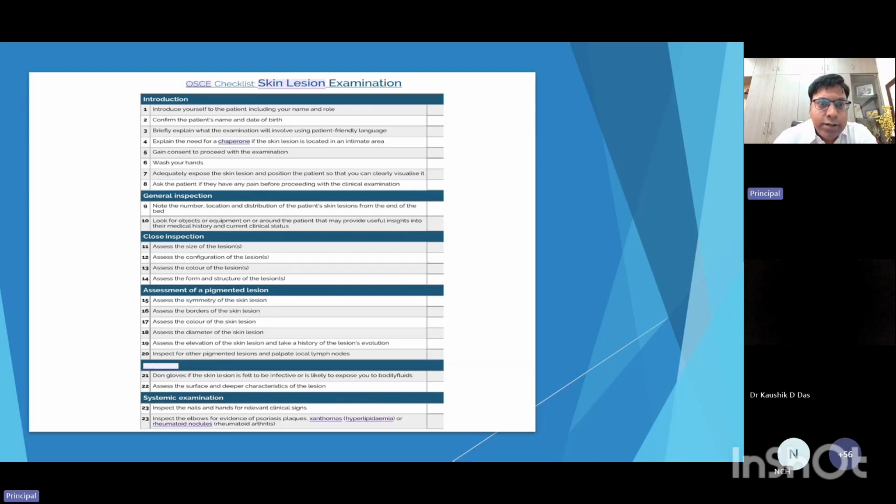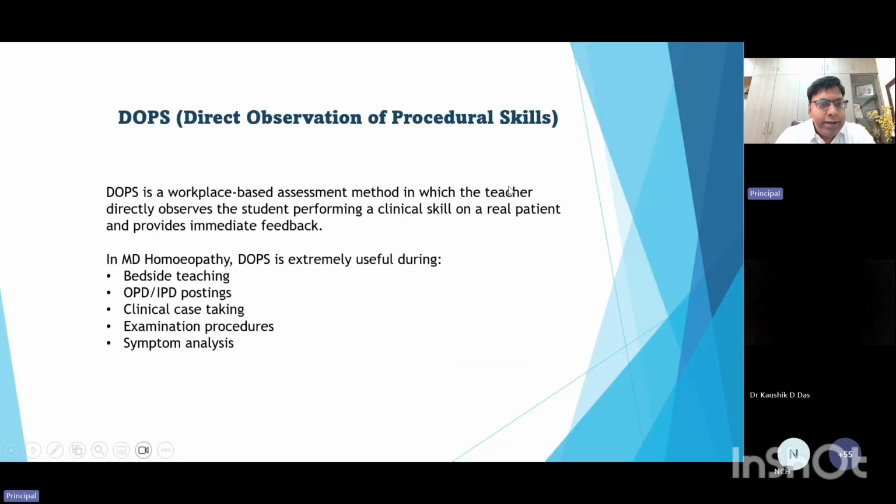Explain the need for a... the skin. Okay, so these are different points which come under introduction. Then comes general inspection, close inspection, assessment of a pigmented lesion, and finally systemic examination. So this is just an example of a skin lesion examination, which comes under OSCE part of the assessment. Next. Okay. Then comes after OSCE comes the DOPS, direct observation of procedural skills.